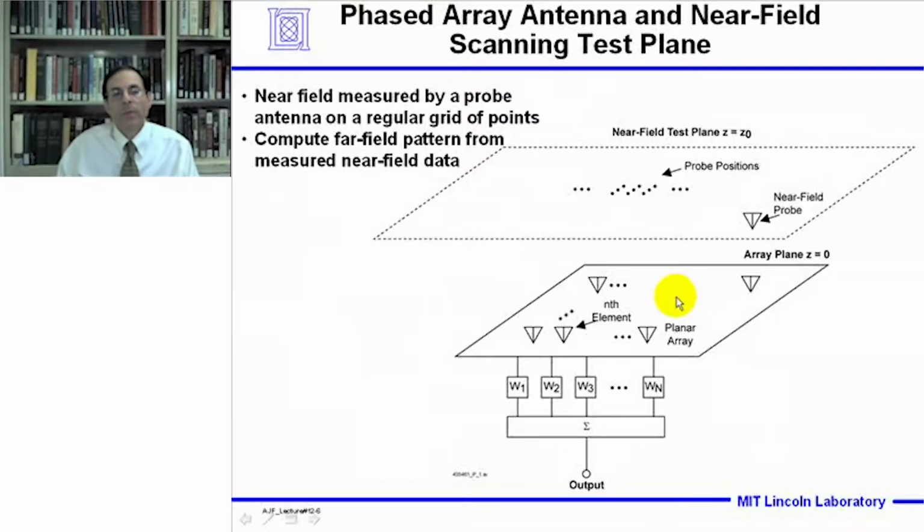This slide shows a phased array antenna aperture and a near field scanning test plane. The near field is typically measured on a grid of points close to the antenna under test. There's a single near field probe and it's moved to many points covering a large test plane, larger than the aperture of the antenna. Typically in a phased array, there are a number of TR modules that are used to electronically steer a beam in a desired direction, and an amplitude taper used to provide low side lobes. With the near field measurement technique, we will compute the far field pattern from the measured near field data.